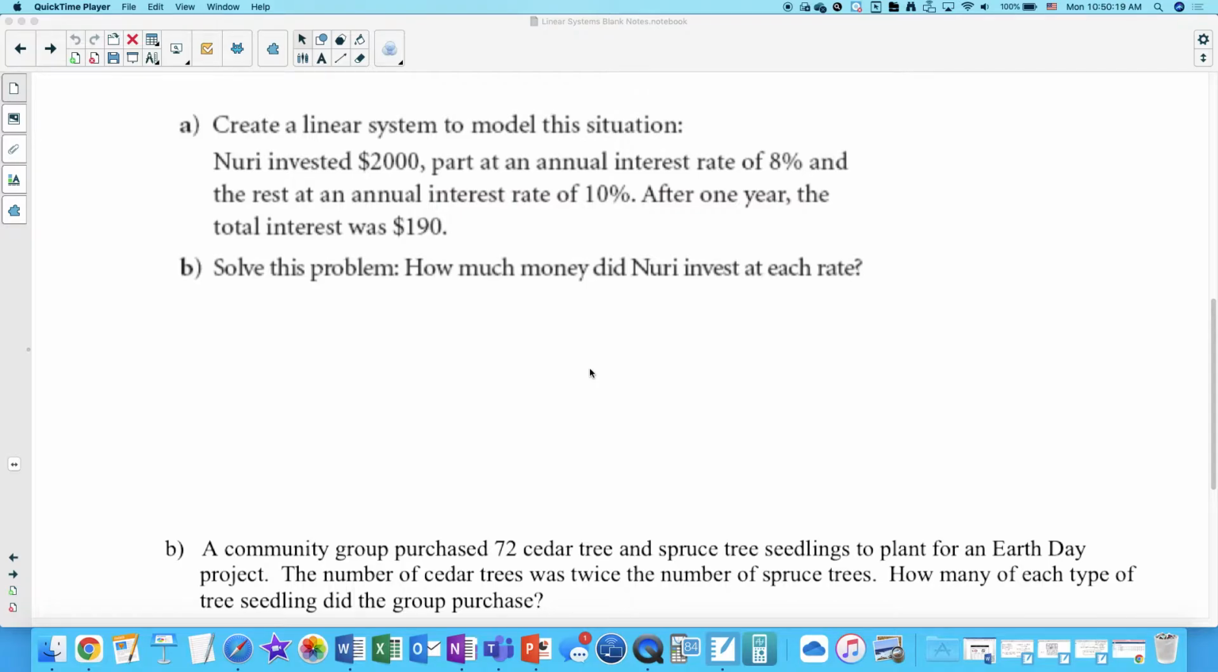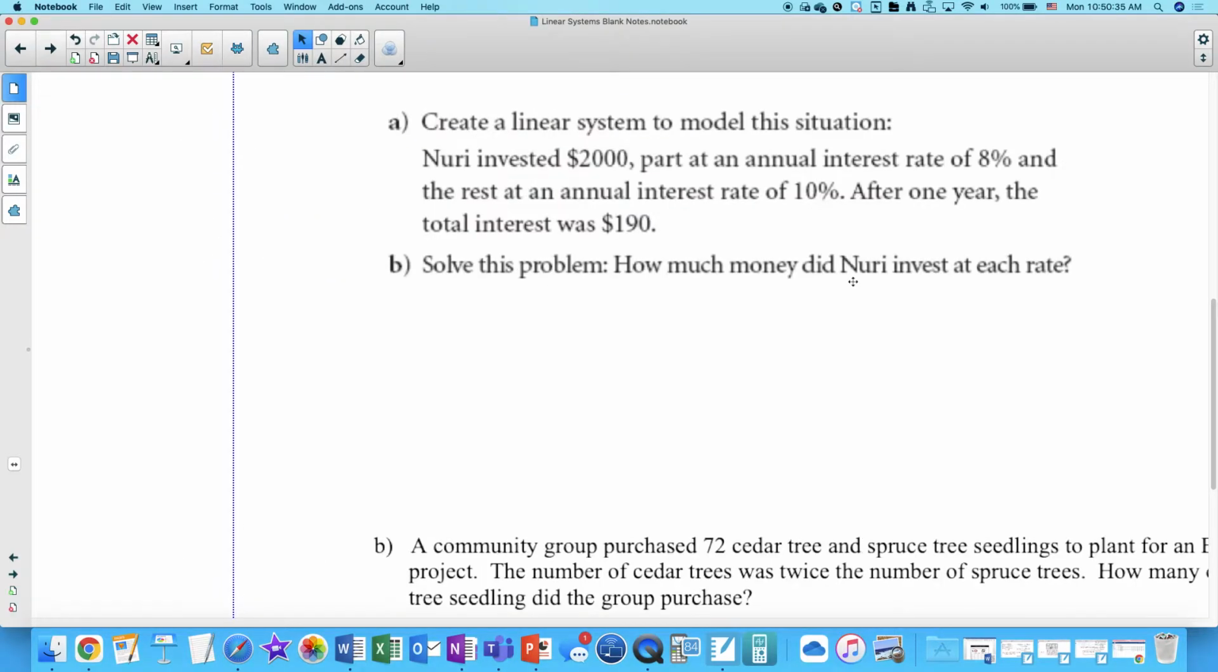And the first thing that I suggested was define your variables. What are the two unknowns here? And one thing that you can look at is the very end of the question. How much money did Nuri invest at each rate? I think it would be helpful if I put the pen on.